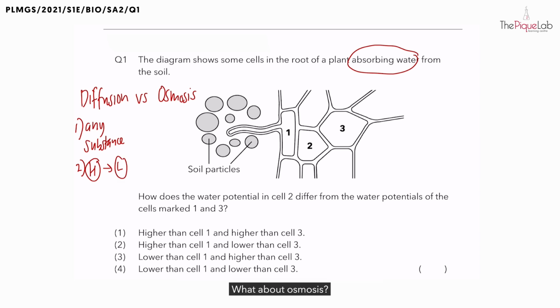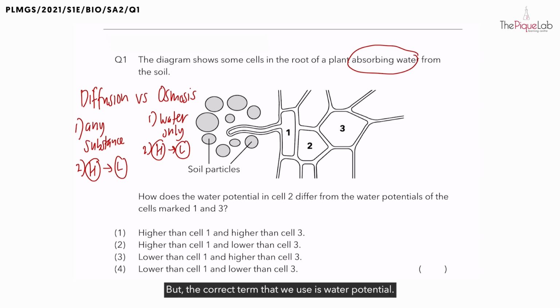What about osmosis? What are the criteria for the movement to be called osmosis then? There are three. First, the particles moving must be water only. Second, the net movement must be from high to low concentrations of water. But the correct term that we use is water potential. Thirdly, there must be a partially permeable membrane involved.